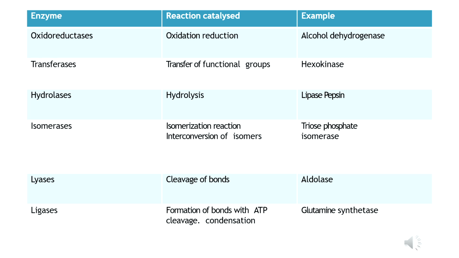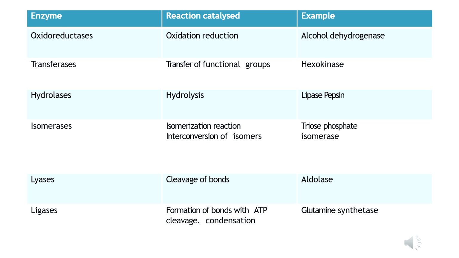So the first class is oxidoreductases, which catalyze oxidation-reduction reactions, and the example is alcohol dehydrogenase. Second one is transferases. Transferases catalyze the transfer of functional groups. The example is the hexokinase enzyme. The third class, hydrolases. Hydrolases catalyze hydrolysis reactions, and the examples are lipase and pepsin.